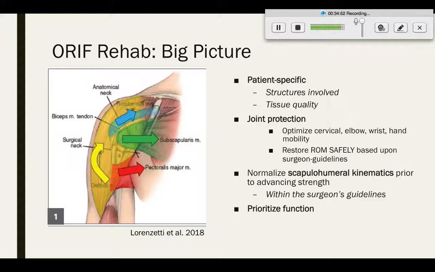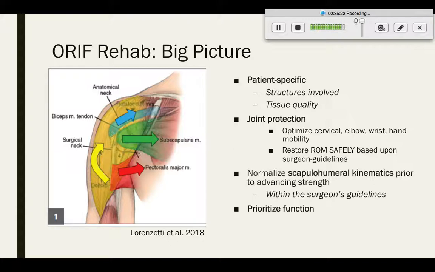So big picture rehab. We know that there are a lot of muscles at the shoulder, and there are a lot of attachment sites onto the humerus itself. So we need to take into account our force vectors and what types of contractile structures may be placing undue tension on healing bony structures during the course of rehab. So it's going to be very patient specific, and tissue and bone quality again is going to be essential.